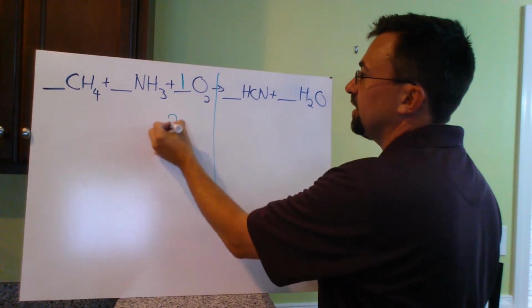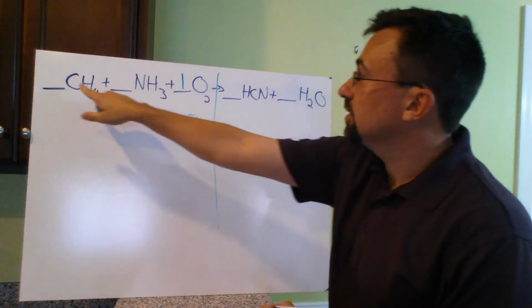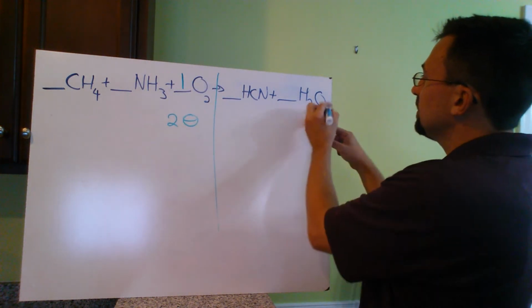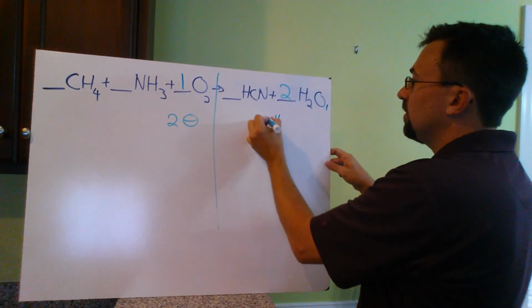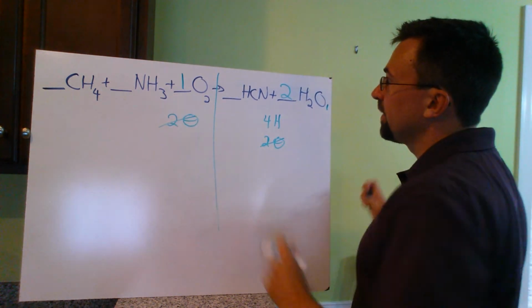If I start here, pretty easy. I got 2 oxygens. I only have one choice, so oxygen, no, no, no, yes. So that's good. We need 2. They come in sets of 1. 2 over 1 is 2. That gives me 4 hydrogens and 2 oxygens. So the oxygens are balanced.